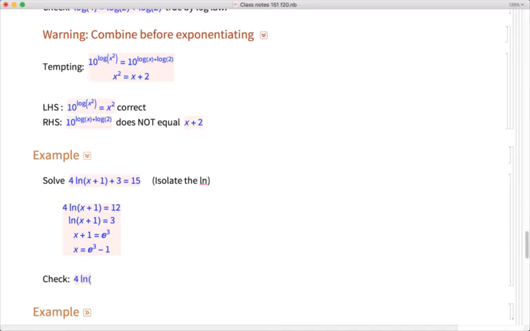4 times, I kind of feel bad because these are all working. I want to do as I say, and I said that you should check, but I know that these are going to work here. So natural log of e cubed, the 1's cancel on the inside there. So this is 4 times 3 plus 3, 12. Sure enough, it's 15.